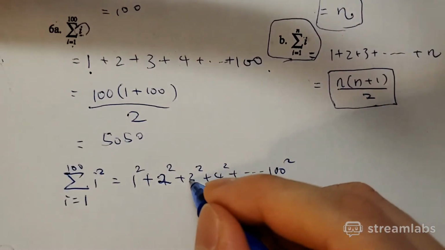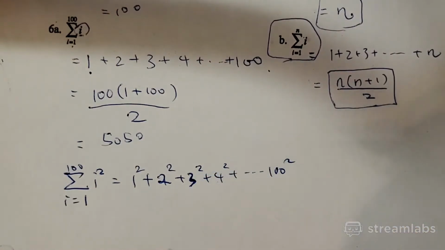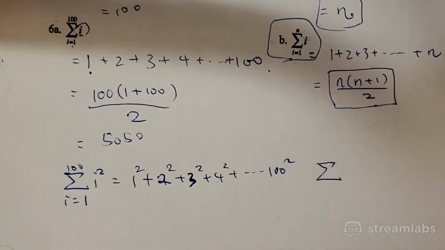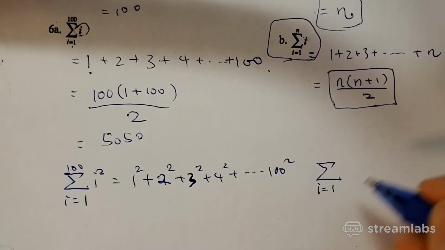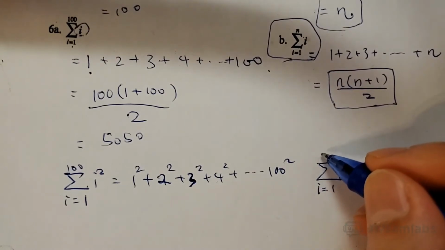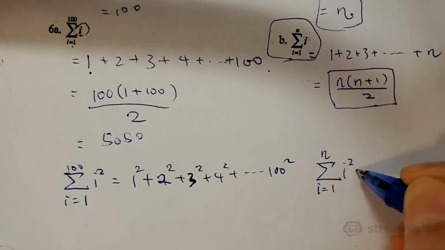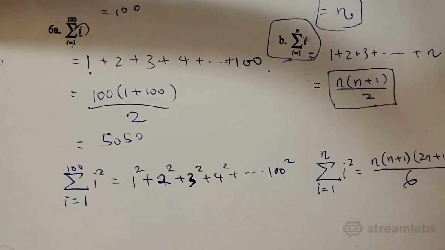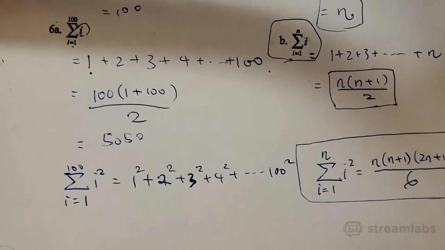We don't have a tool to do this, so I'm going to tell you the equation first, and then we can work on that. Okay, so the sum from 1 to n of i squared is going to equal n times n plus 1 times 2n plus 1 over 6. Okay? Keep this in your mind.